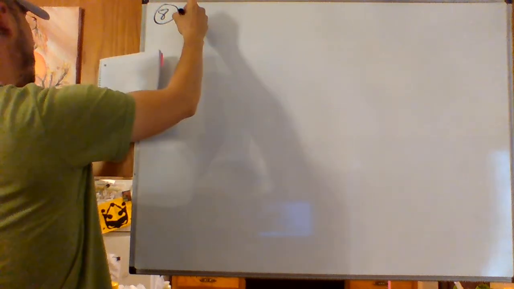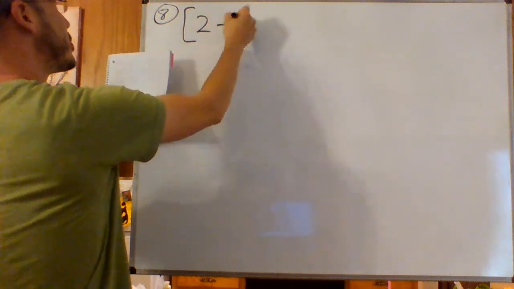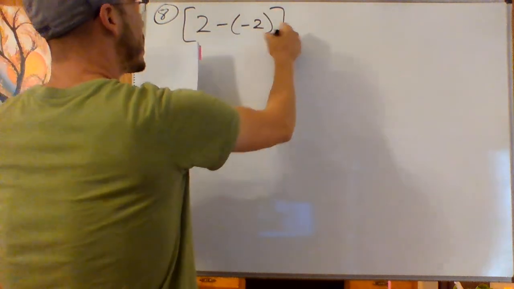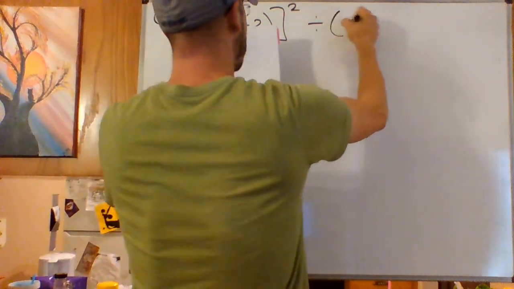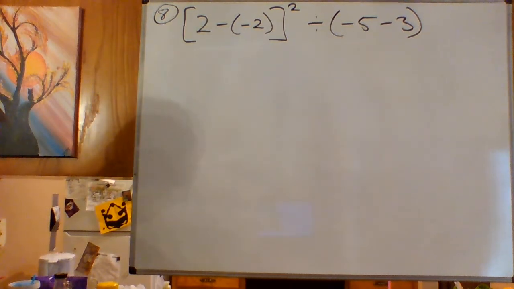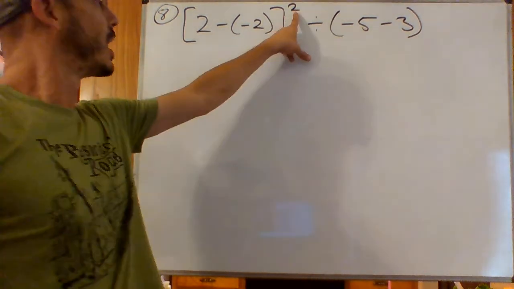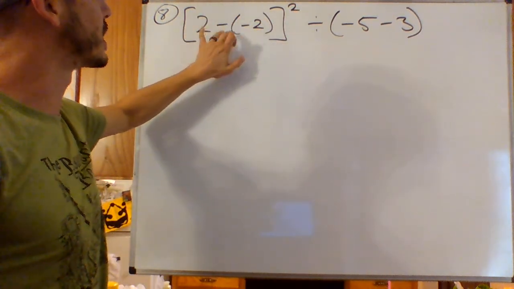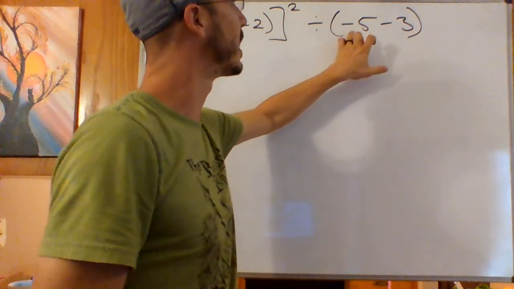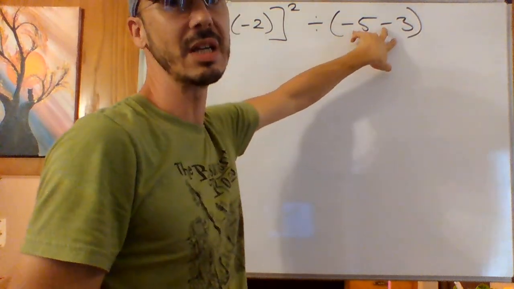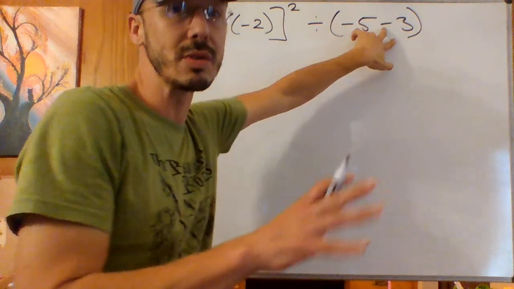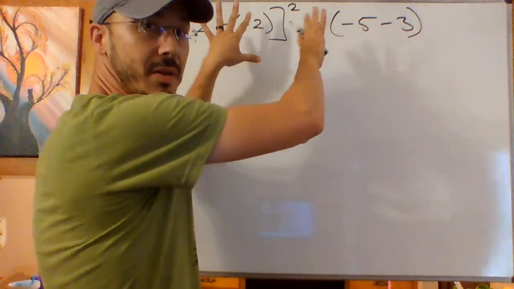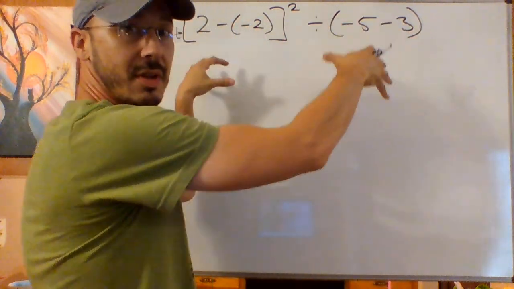So number 8, I got 2 minus negative 2 squared divided by negative 5 minus 3. So that expression. Before I even get into that, I've got grouped symbols here. I've got a 2 minus negative 2. I've also got a negative 5 minus 3. I'm going to do these in the same step because they're kind of separated from each other. It's going to save some writing.